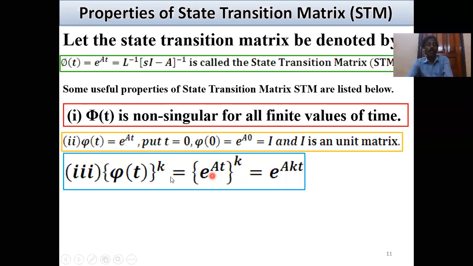Then the third property is phi of t whole to the power k, equivalent to e to the power At whole to the power k, or equivalent to e to the power Akt. This is property number 3.